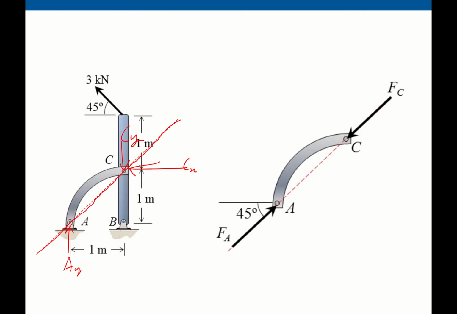Anyway, we can say that since this is stable, there's no movement, there are forces acting on point A and point C. So we can see that these two forces have the same magnitude, the opposite direction, acting on the same line. And we know the direction based on the dimensions of these numbers. So 45 degrees.